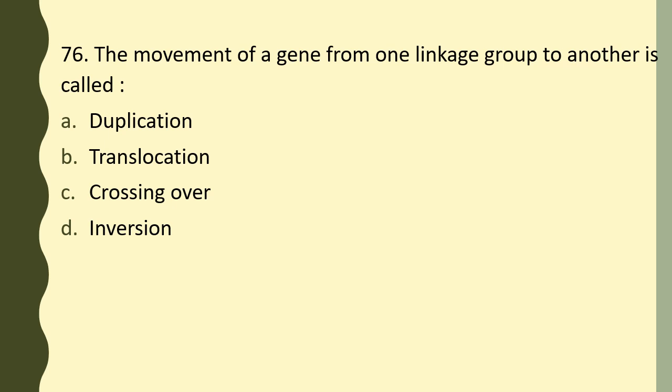Question number 76. The movement of a gene from one linkage group to another is called duplication, translocation, crossing over, inversion. Movement of gene from one linkage group to another is called. Correct answer is option B, that is translocation.